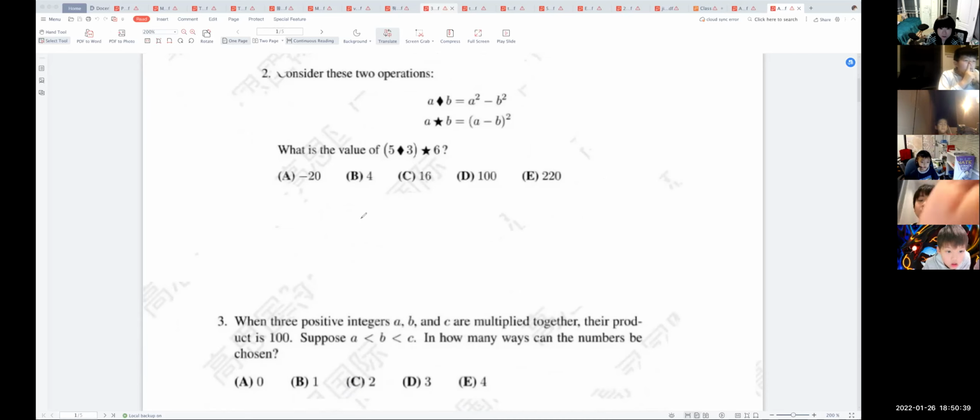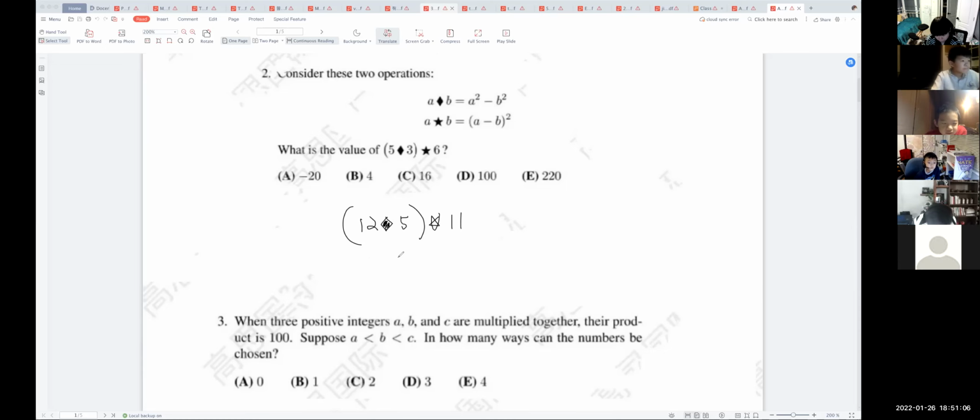Okay, sorry. So 12 and this one and 5, bracket, star 11. Okay, let's take a look at this one. We'll just practice again. 12 squared is 144 minus 25. Change. I think it's a big number. 108 squared.